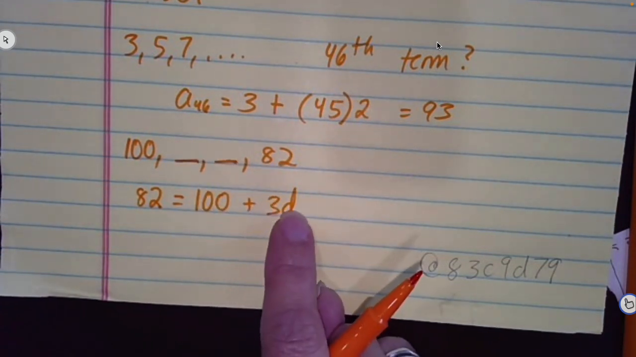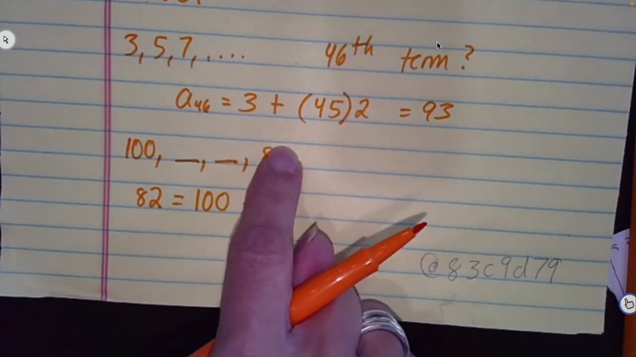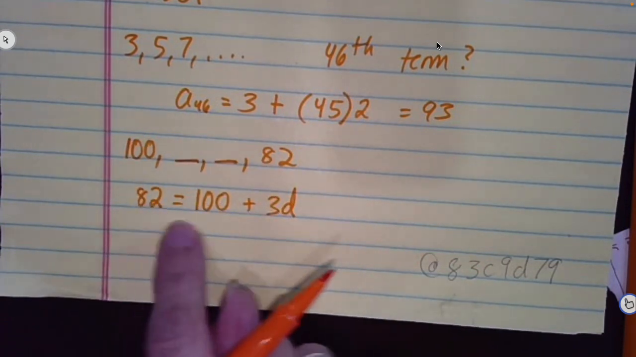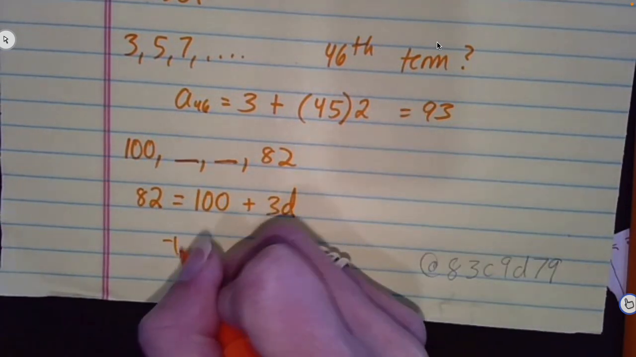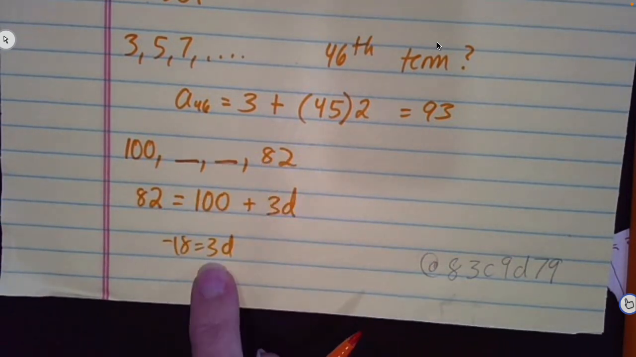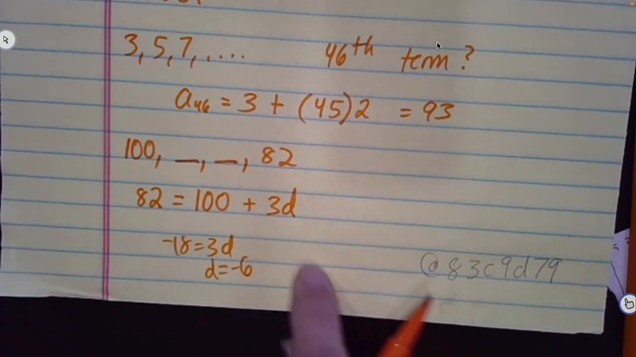So they're just trying to find what's the difference. But basically you can just subtract the 82 minus 100. What is that? That's basically how we would solve this. That's a negative 18. And then divide that by how many spaces are there? 3. That's how they solved their formula. And they got that their difference is negative 6.